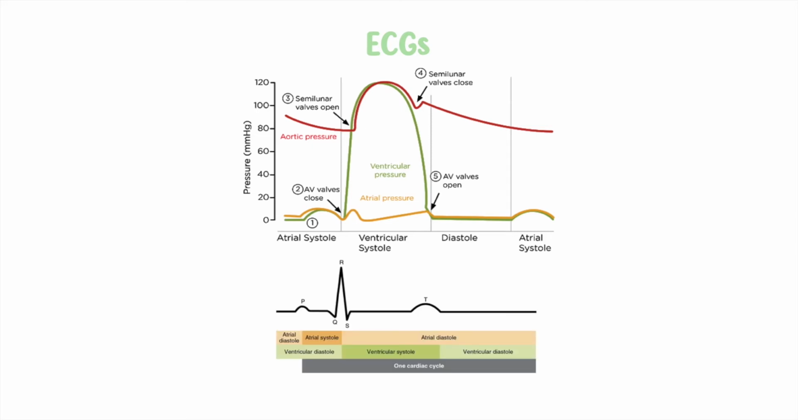Here you can see it relating to an ECG. So firstly you have the P wave, and then the PR interval. After that is the QRS complex, the QT interval, and the T wave.